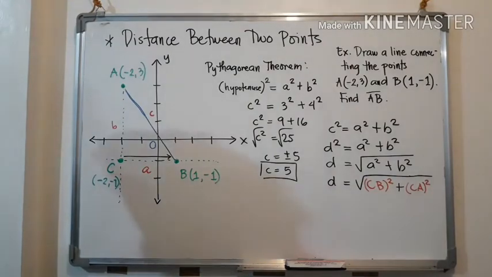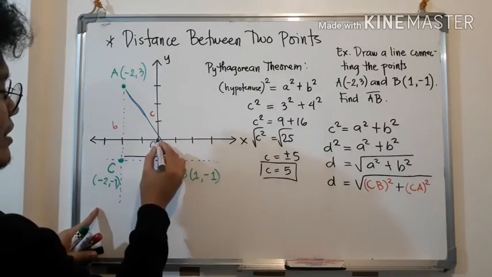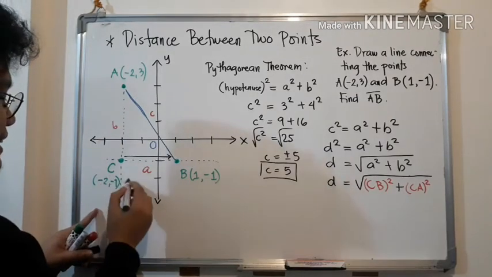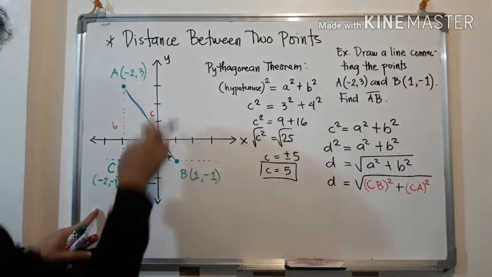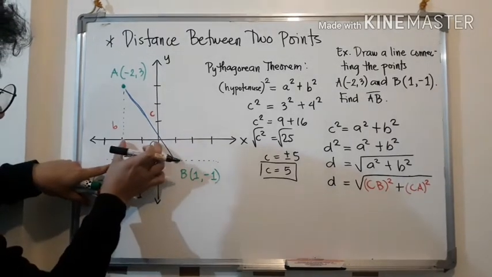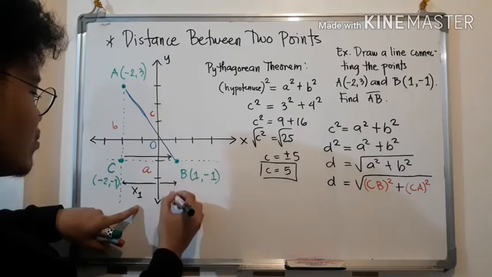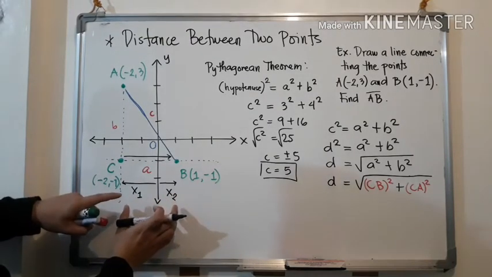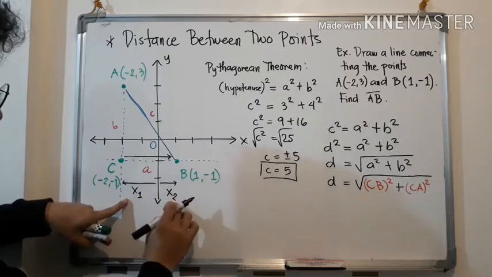Okay. So, from the origin, or say, point C is x sub 1 units away from the y-axis. Tama ba? Point C is x sub 1 units from the y-axis. And point B is x sub 2 units away from the y-axis. So, to get the measure of this directed segment CB, we will subtract x sub 1 from x sub 2.